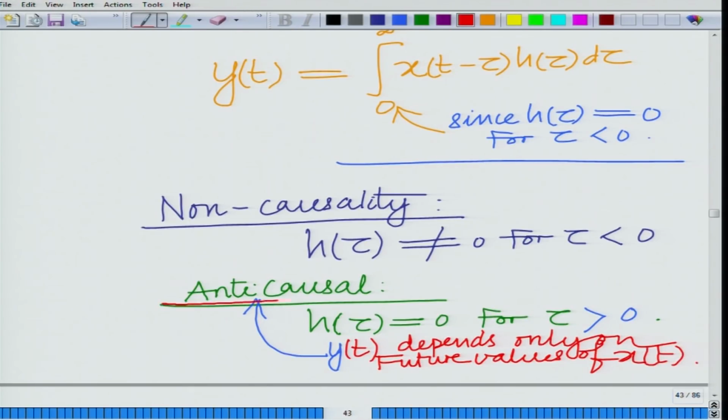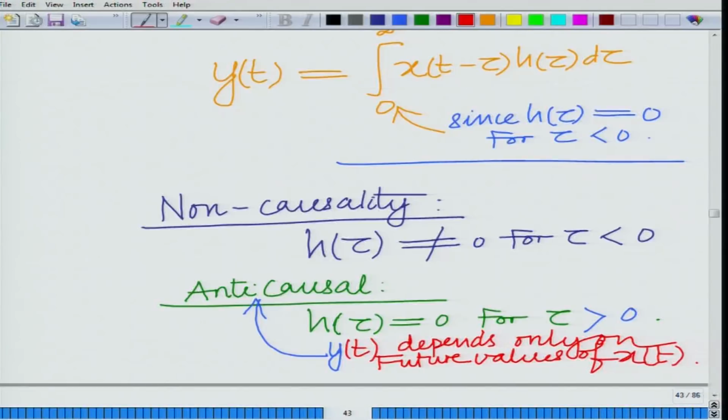Such a system is known as an anti-causal system, right? That is, h of tau equal to 0 for tau greater than 0, or h of t equal to 0 for t greater than 0. Alright, such a system is known as an anti-causal system. So we have causal systems, non-causal systems, and anti-causal systems.